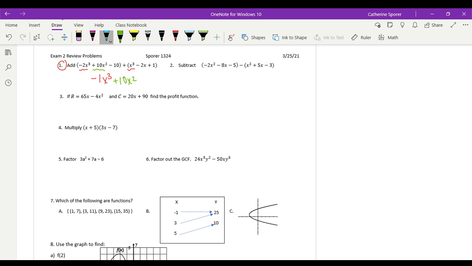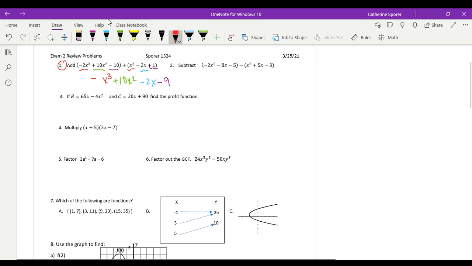And then we'd look for the x terms. There's not one in the first polynomial, but in the second there's minus 2x. And then the constant terms are negative 10 plus 1. So negative 10 plus 1 is minus 9. So that would be our simplified polynomial. You can write either negative 1x cubed or just negative x cubed.